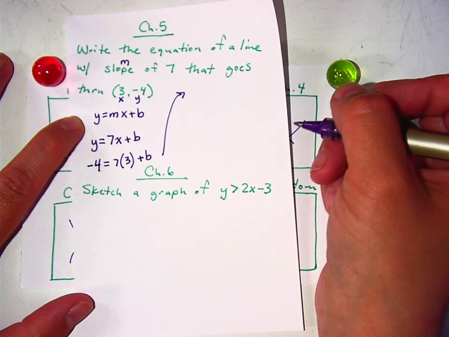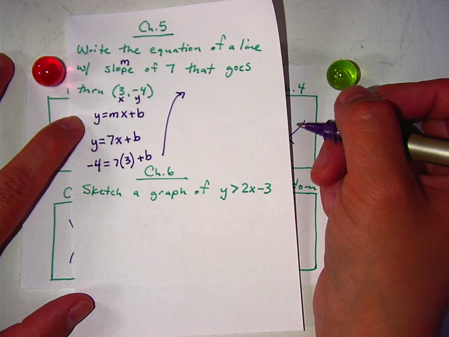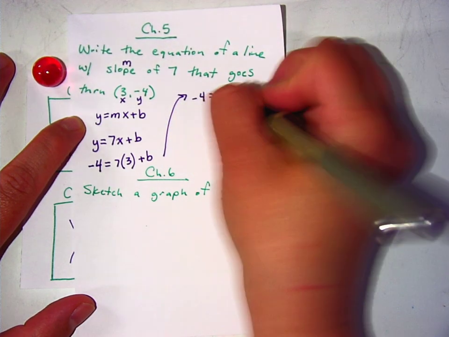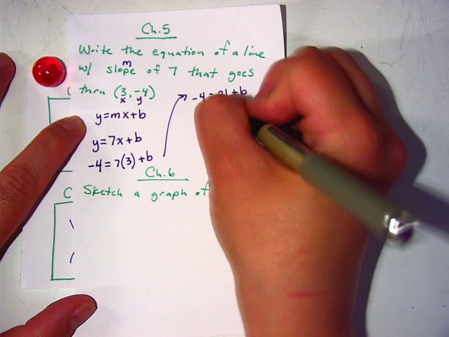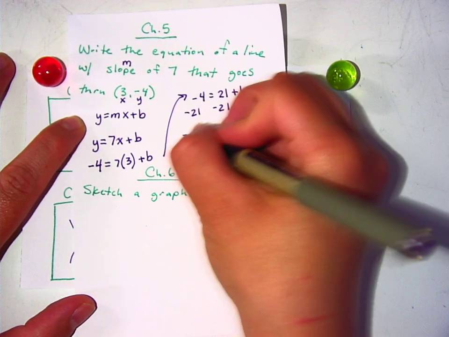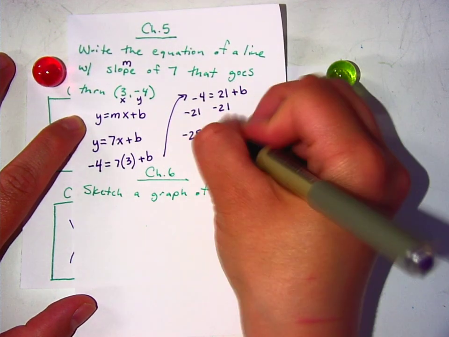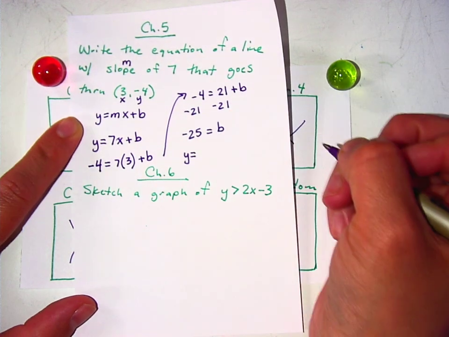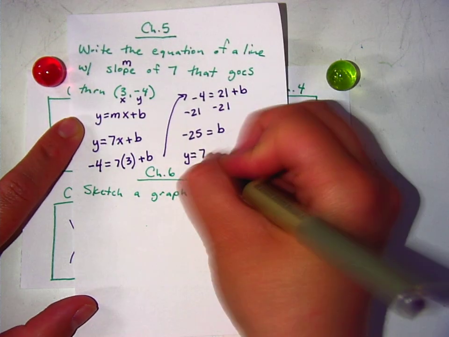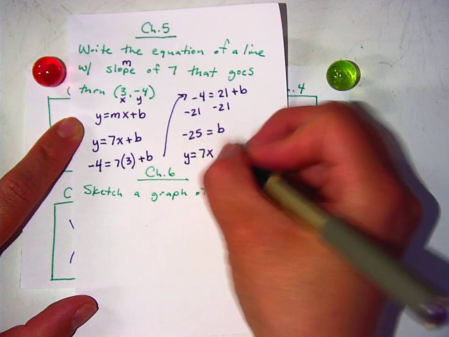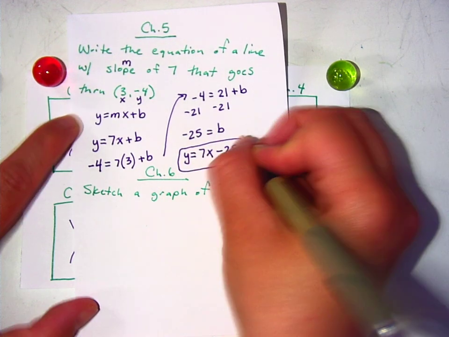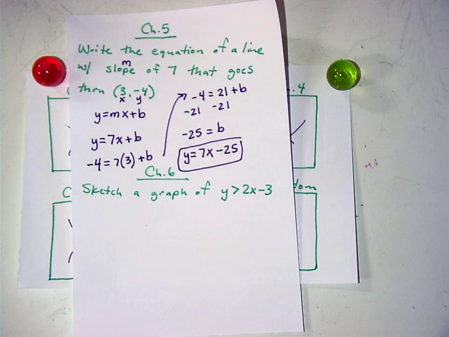Okay, so I'm plugging in 3 and -4 for x and y, and that gives me -4 equals 21 plus b, and then I'm going to subtract 21 from both sides, and I get -25 is b, and then my final answer, which I have to write, is y equals, the slope was 7x, and then the b is -25. You could have plus a -25, and that would also be correct.